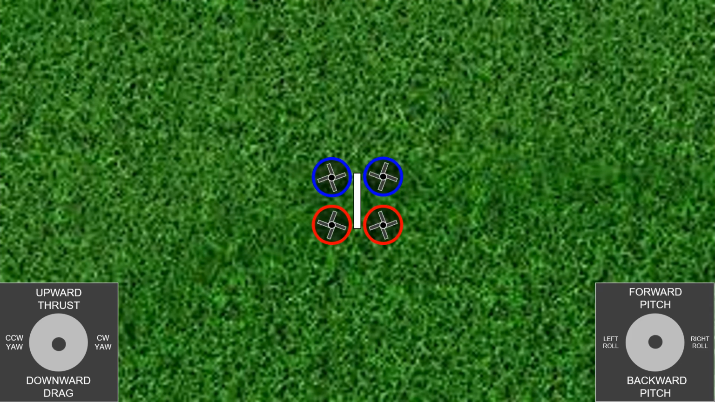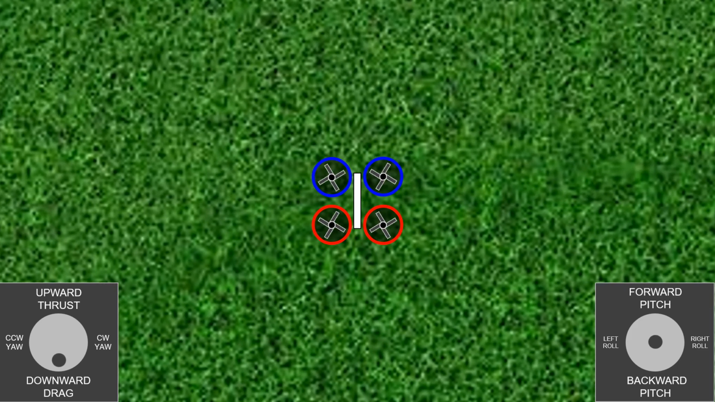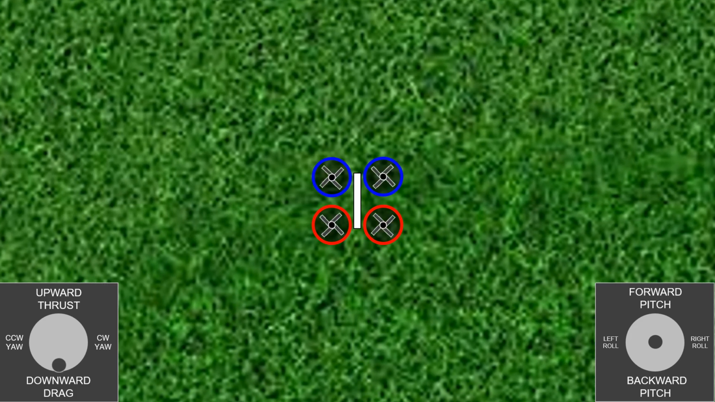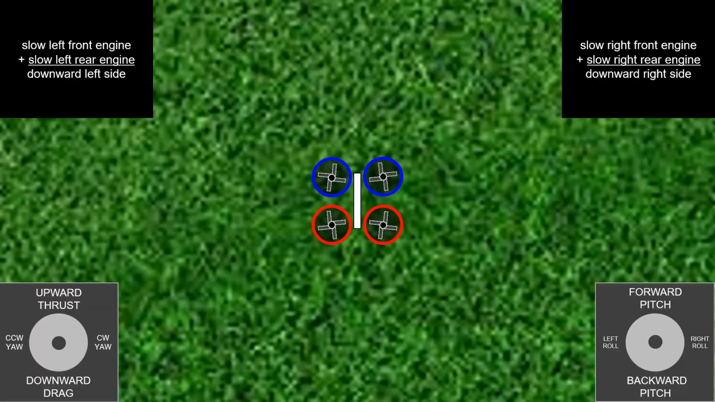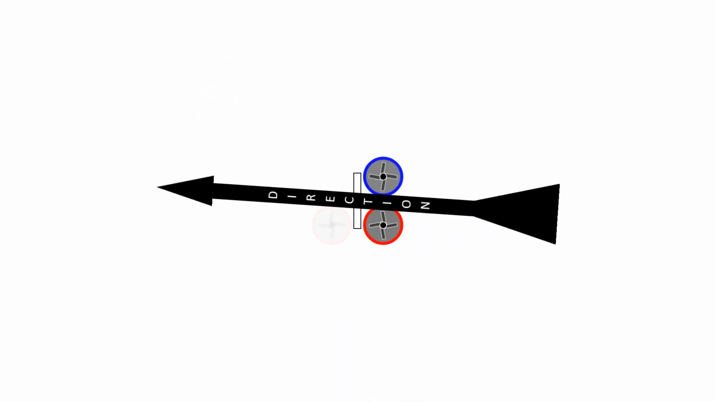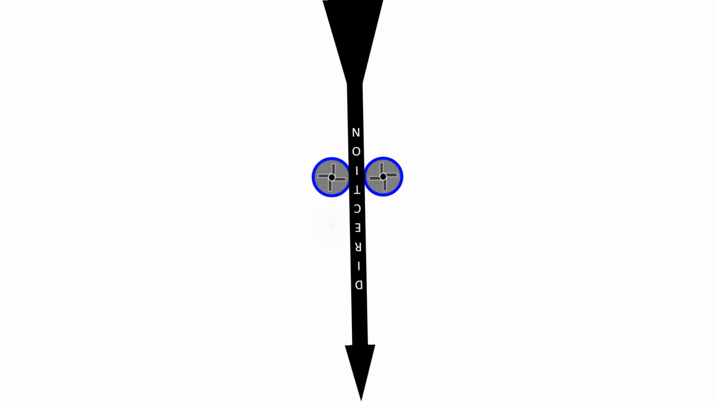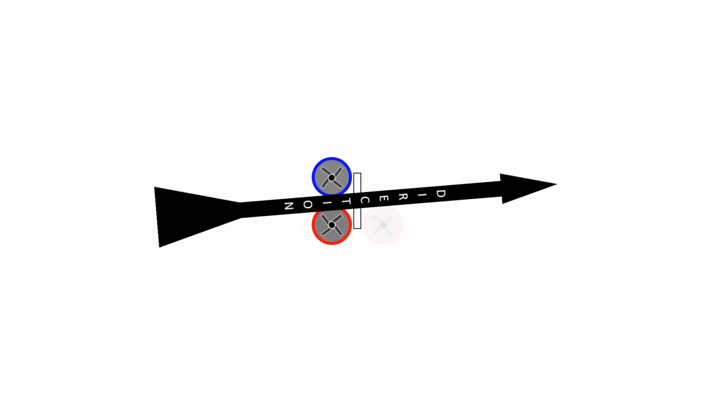For the quadcopter to drag downward, the propellers have to generate a combined lift that's less than the gravitational force. We can now conclude that the quadcopter's direction is based on the propeller force on the other side.